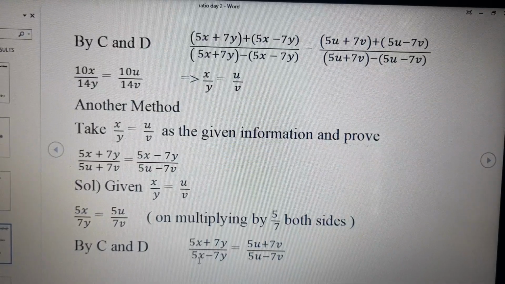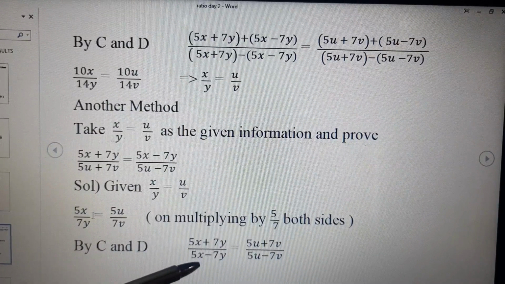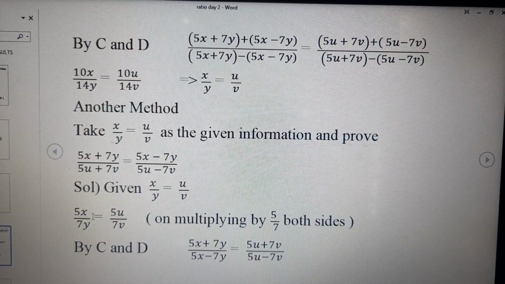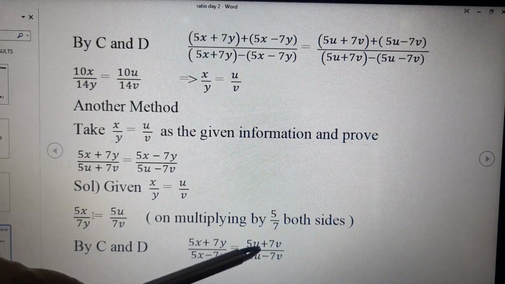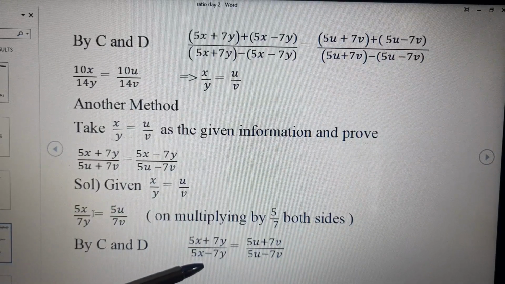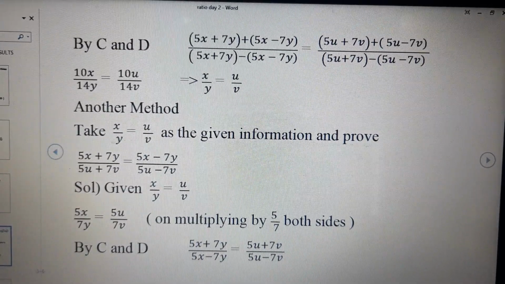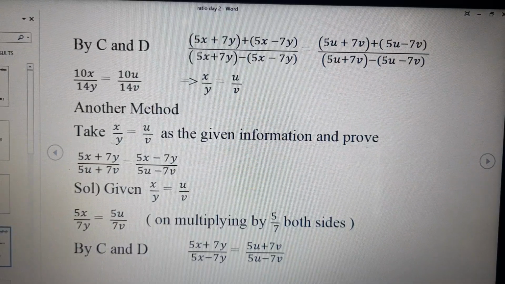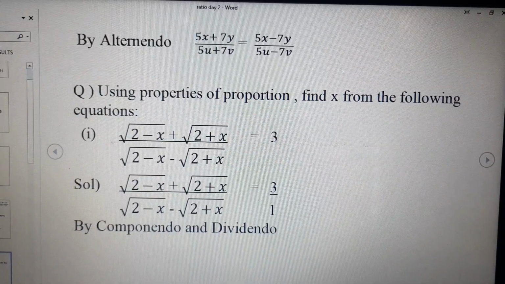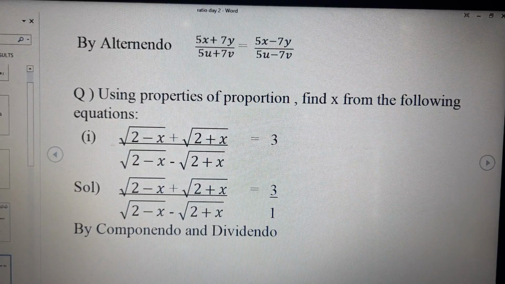Still we haven't got the thing which we have to prove. We require 5u minus 7v here, and 5x minus 7y is on this side. So what are we supposed to apply? Alternando. By applying alternando, 5u plus 7v will come to this side in LHS, will be brought in denominator, and 5x minus 7y will go in numerator. Are you getting it? So it is 5x plus 7y divided by 5u plus 7v equals 5x minus 7y divided by 5u minus 7v.